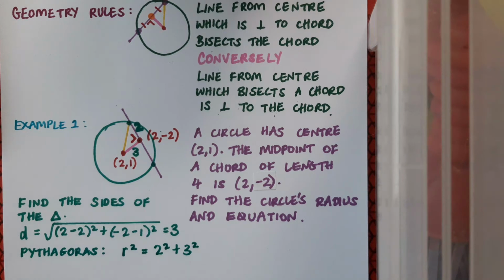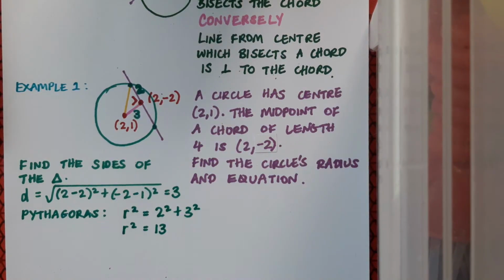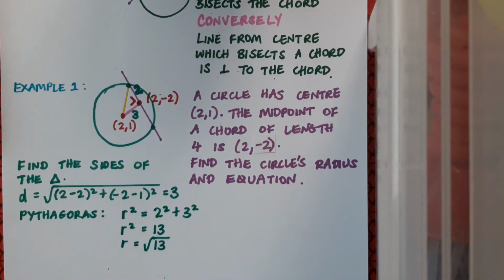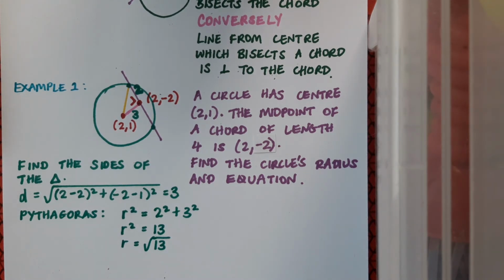So of course, this missing side that I want is the radius. So I'll say r squared equals 2 squared plus 3 squared. So r squared equals 13 and r equals root 13. So the first part of the question is now complete. I've found the circle's radius. Now I must find its equation.